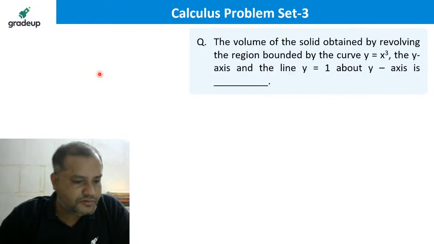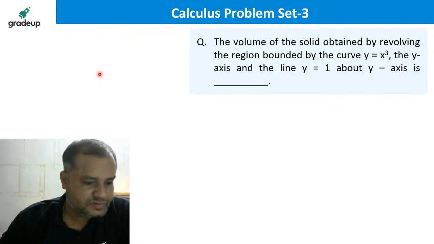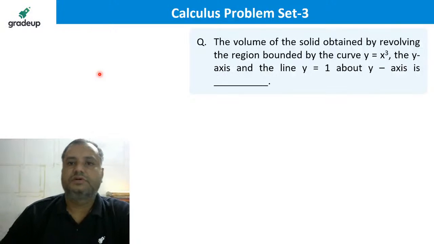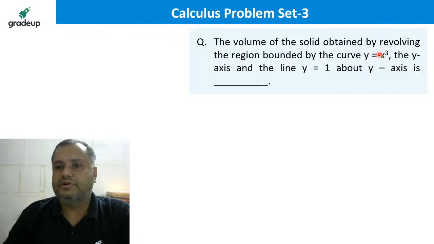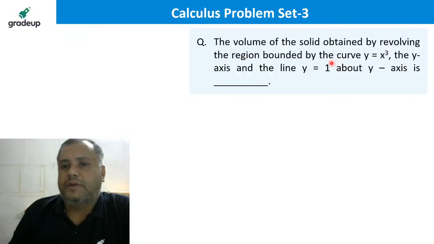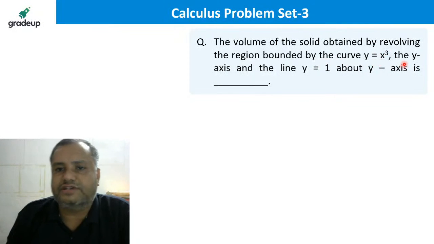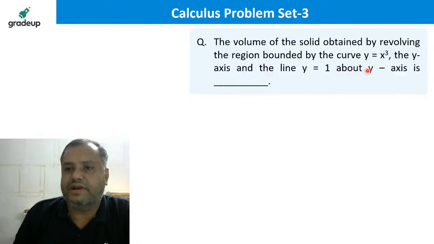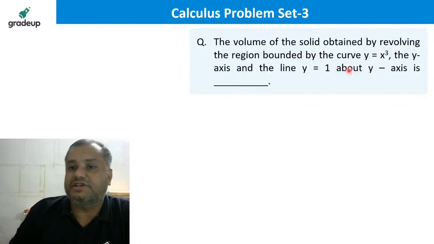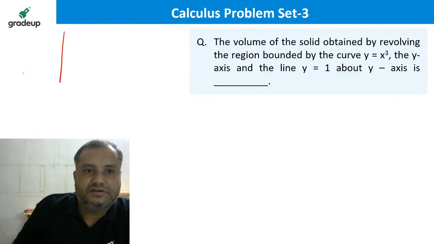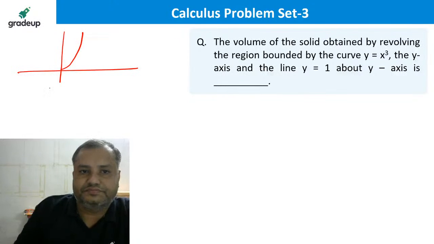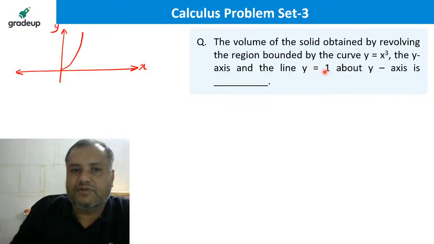Try this question, all of you. The volume of the solid of revolution obtained by revolving the curve y equal to x cube, the y-axis, and the line y equal to 1, about the y-axis. Okay, so they have given the limits in terms of y. This is your y equal to x cube curve. Y equal to 1 is a line parallel to the x-axis at a distance 1.